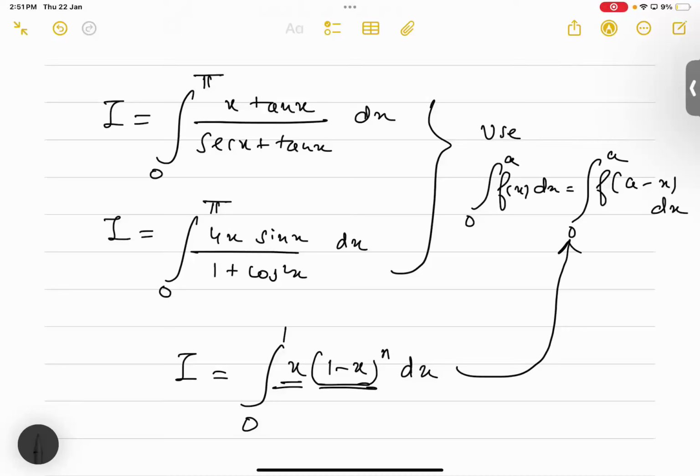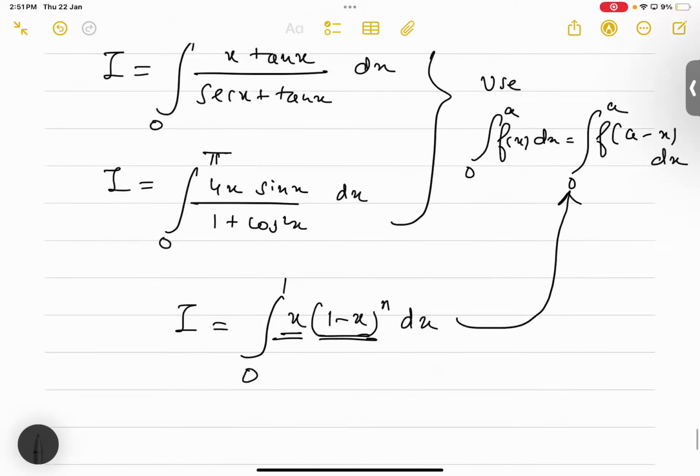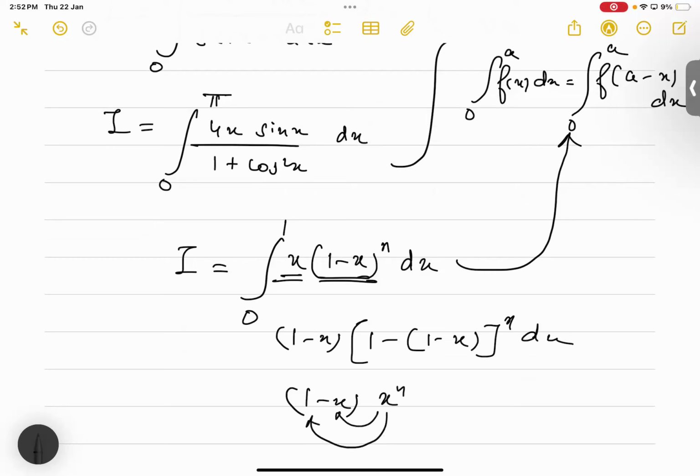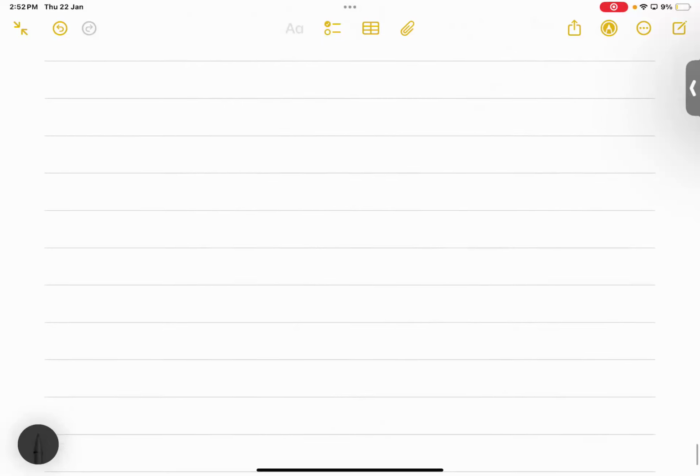You're saying, can you explain this third one? This type of problems we have done. After application of the property, x will become 1 minus x. So this will be x raised to n. Now you can multiply, na? x raised to n into 1 is x raised to n. And x raised to n into x is x raised to n plus 1. Individual integration. Got it. So practice this also. Next question.